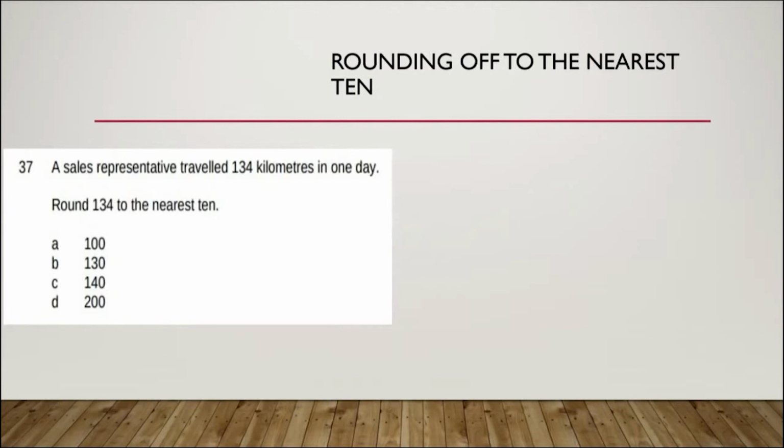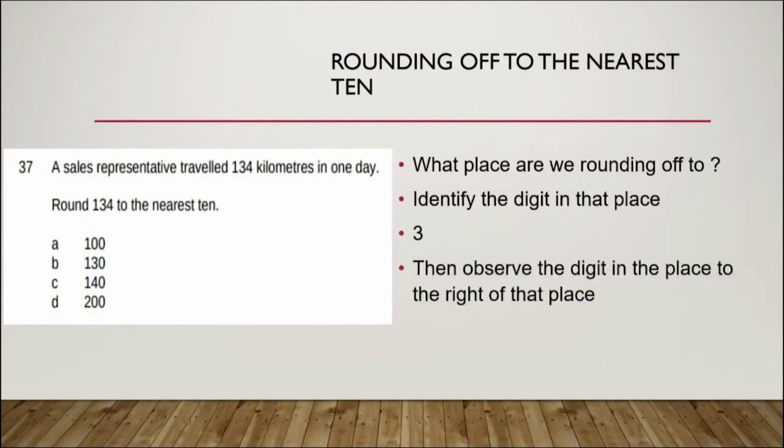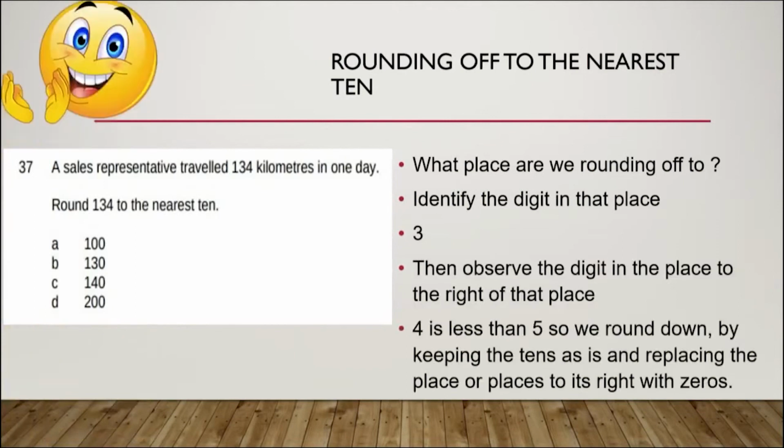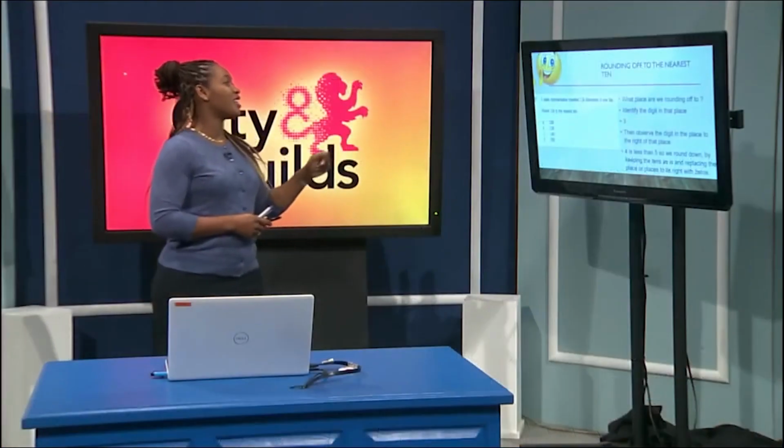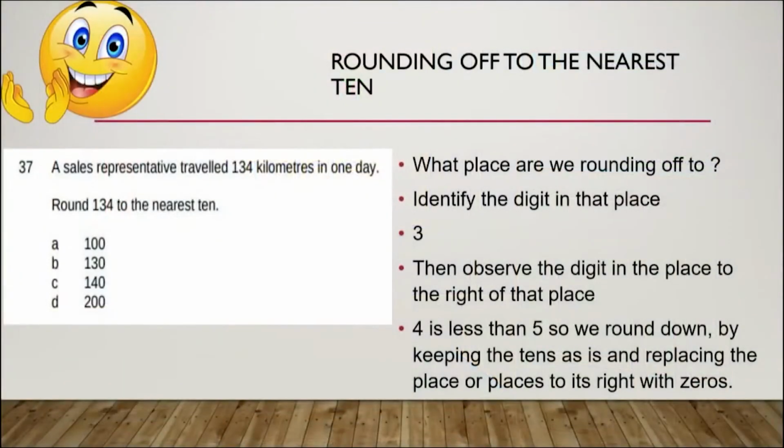place is 3. We look to the right of the 10 place, which is your ones place, is 4. Is 4 5 or greater? No, it's not. It's 4. So it's round down. So here now, we will definitely be rounding down. We're rounding off to the nearest 10, so that is 130, and it is option B. All right, so 4 is less than 5, so we round down.